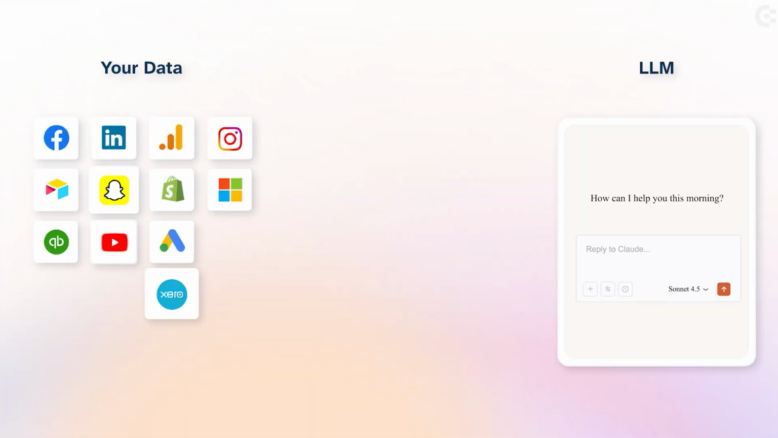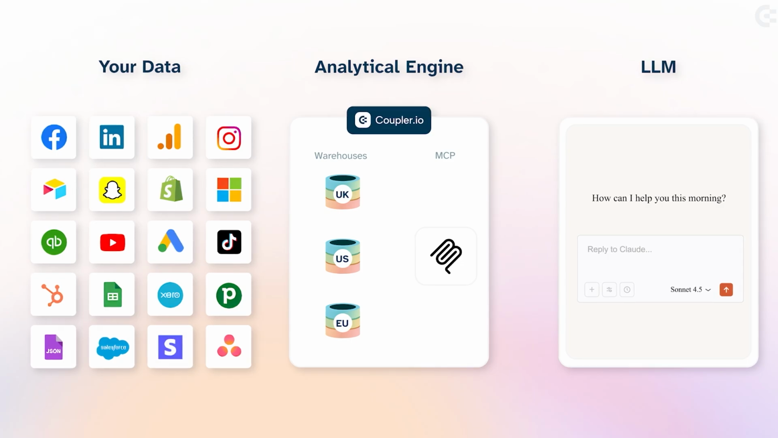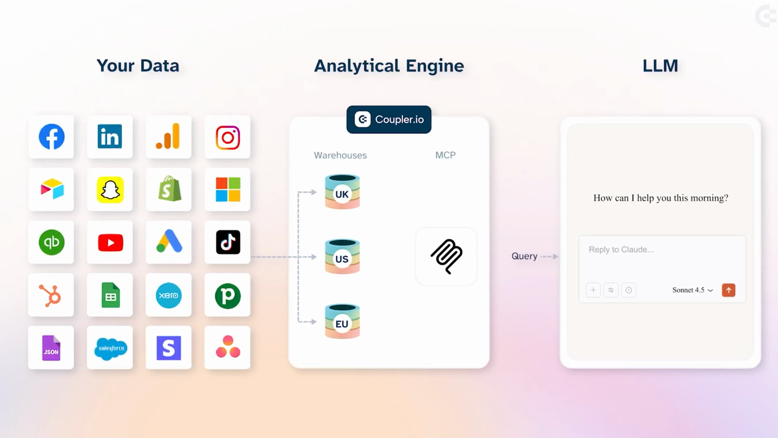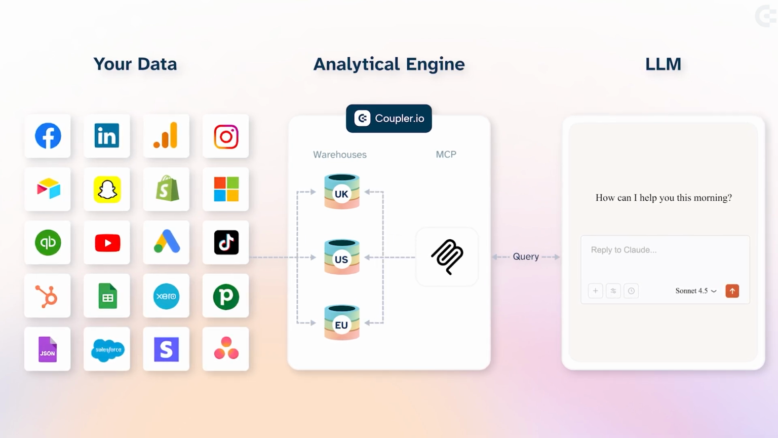But LLMs are really good at interpreting data and finding patterns. And that's why you need a middle layer, a no-code data integration platform like Coupler.io that separates calculations from interpretation. When you ask a question, LLM writes the matching SQL query that Coupler.io's analytical engine runs against your data and returns a verified result. Then AI interprets that result and gives you a clear, readable answer.